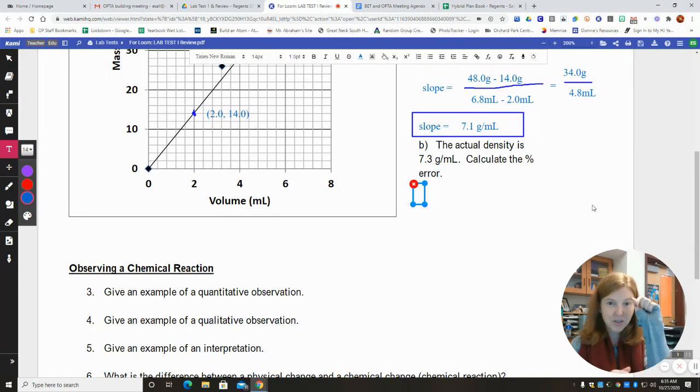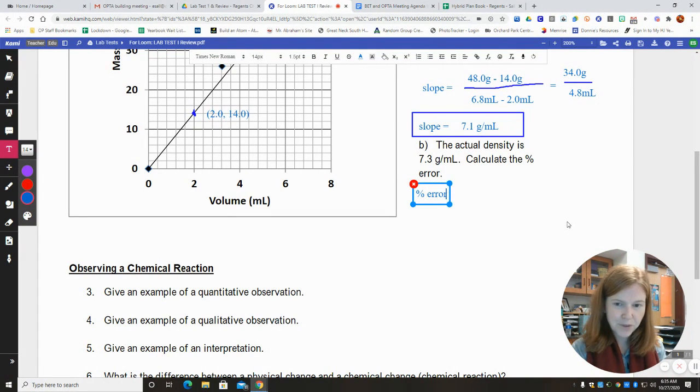So make sure you actually write that down. I remember last year, a lot of people lost points on this particular question because they never actually told me which metal they thought it was. They just dove right into a percent error problem. So make sure you say, I think the metal is cadmium, and then do your percent error. So read carefully, all right? Make sure you're actually answering all parts of the question.